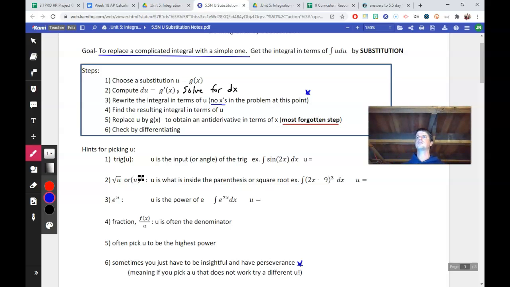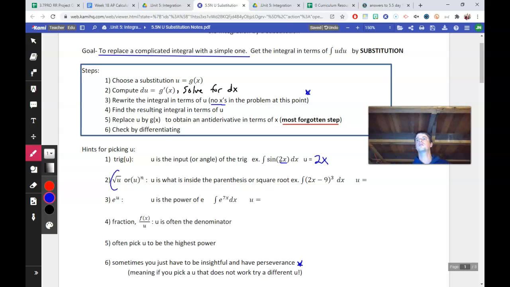And here are just some hints. So if you have a trig of a function, your u is your input, or the angle of that trig function. So for example, if you get something like this, integral of sine of 2x dx, then your u will just be that 2x in there. See how that's on the inside of the function, or the input.